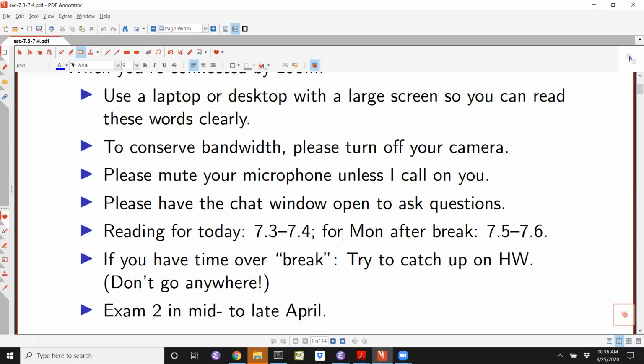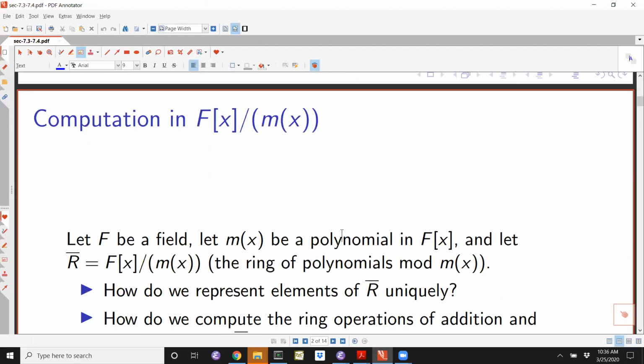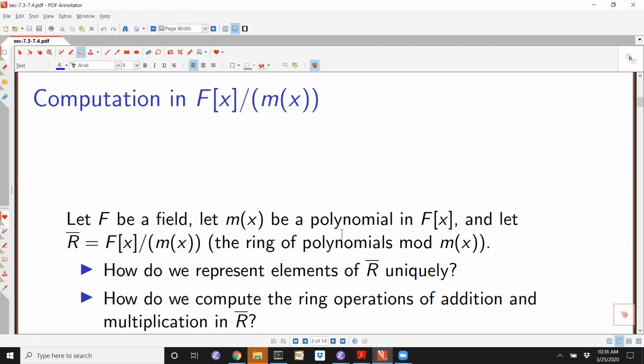Okay, so let's do some math. Let me do a take two on this. I think the last 10 to 15 minutes of last time were pretty chaotic, so let me just start over. I want to talk about computation, and so let F be a field, and F bracket X is the ring of polynomials in that field.